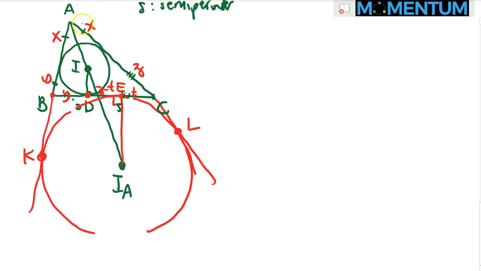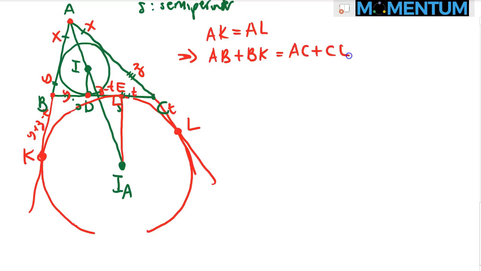Alright, but notice that BK is equal to BE as well because of equal tangents there. So as a result, this one is Y plus Z minus T here. And similarly, EC is equal to CL, so this distance is also T. So finally, AK is equal to AL by equal tangents with respect to point A, with respect to that big circle. So AK, I can split as AB plus BK, equals AL, which is just AC plus CL.